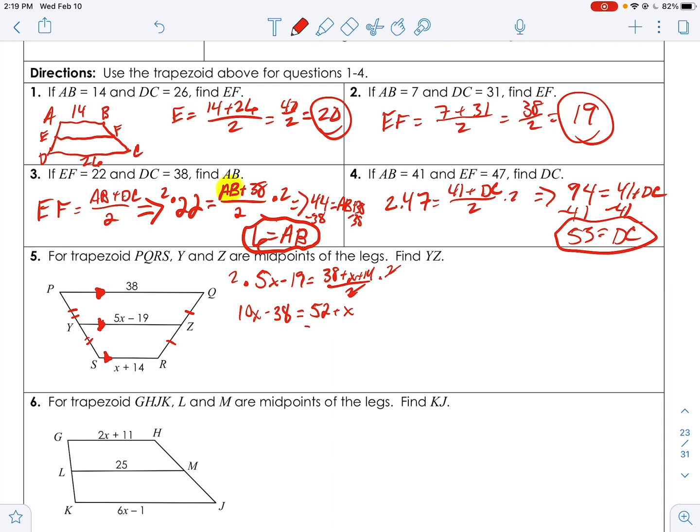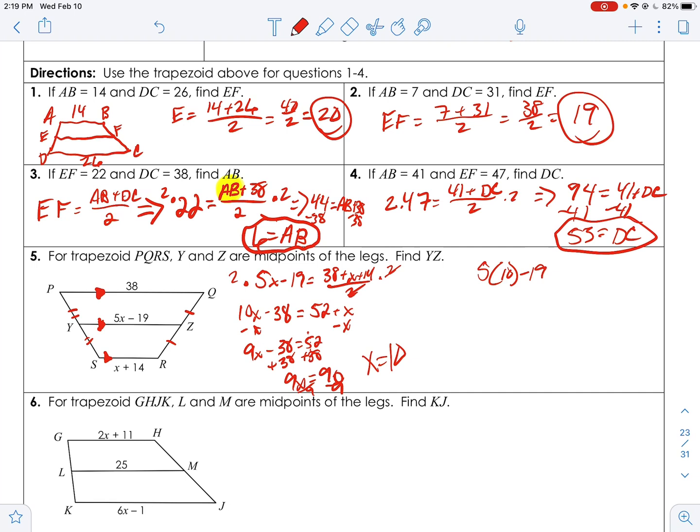I'm going to minus the x because I want to keep x positive. So let's minus the x. So 9x minus 38 equals 52. Let's add 38. So 9x equals 90. Oh, divide by 9, easy. x is 10. Do we need to find x?